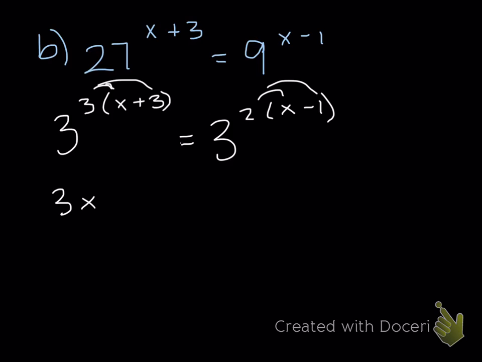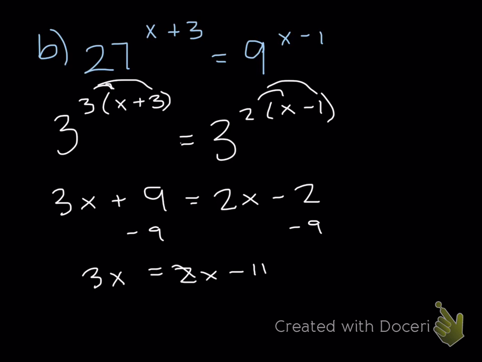So I'll get 3x plus 9 equals 2x minus 2. So I'm going to subtract 9 from both sides. So I'll have 3x equals 2x minus 11. I'll subtract this 2x over, and I get that x equals negative 11.